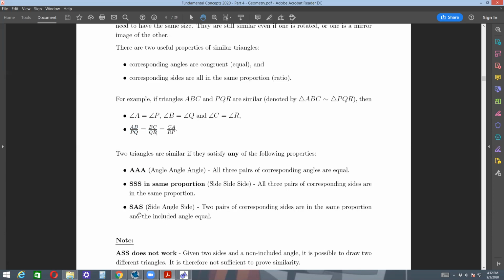Right, and then the third one is SAS, side angle side. What this means is that you showed two of the corresponding sides are in the same proportion, and then the included angle is equal, meaning the angle between them. If it was two adjacent sides and then an angle on the outside, or one of the other two angles, then that doesn't work, because you could draw two different triangles satisfying those properties. Basically, one of them would be acute and one of them would have an obtuse angle. Basically, 180 plus the angle you had before, or 180 minus.